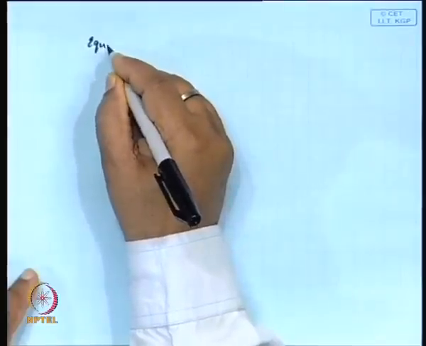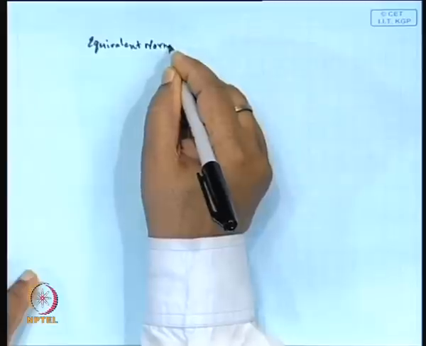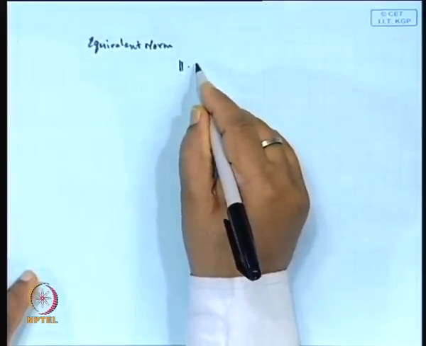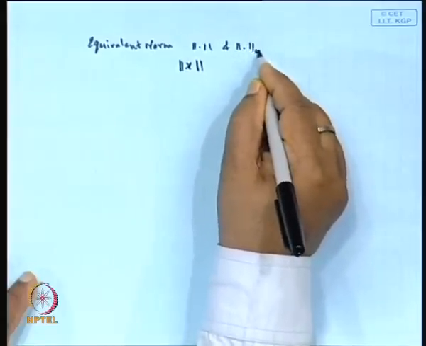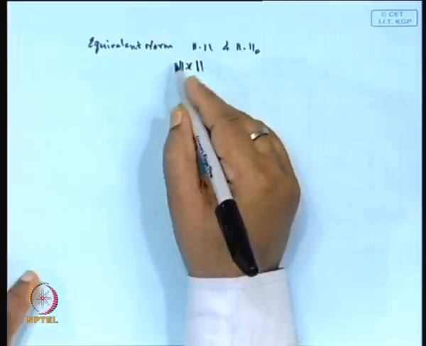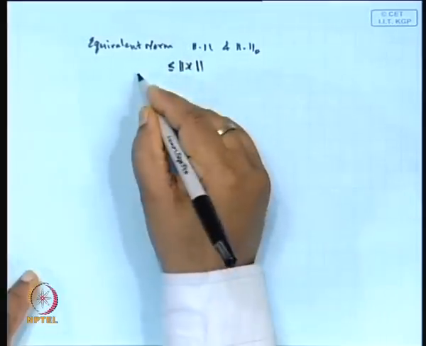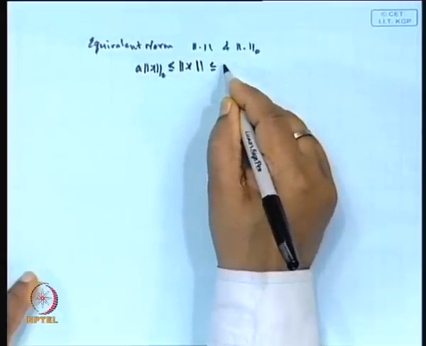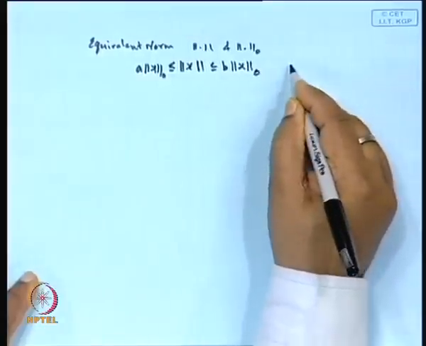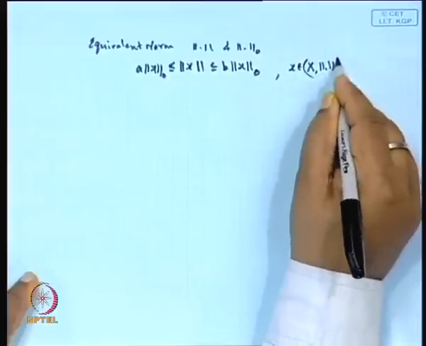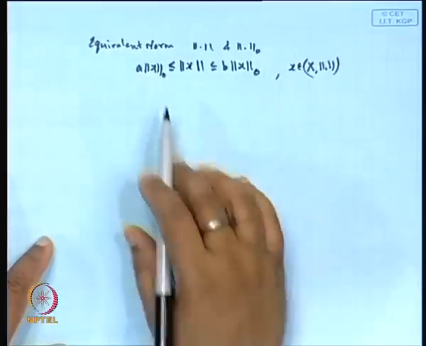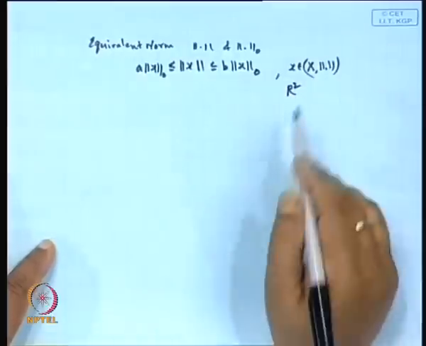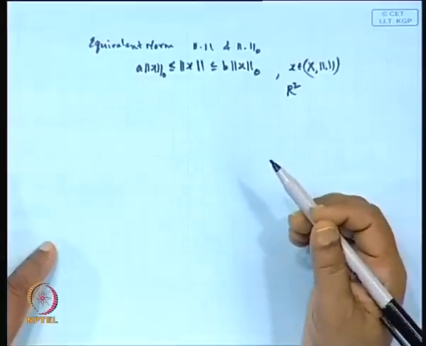In the last lecture, we introduced the concept of equivalent norm, which is defined as follows: two norms, the norm ‖·‖ and the norm ‖·‖₀, are said to be equivalent if there exist real numbers a and b such that this condition holds for all x belonging to the normed space X. We have also discussed an example where all the norms defined over R2 in very different ways are basically equivalent norms.